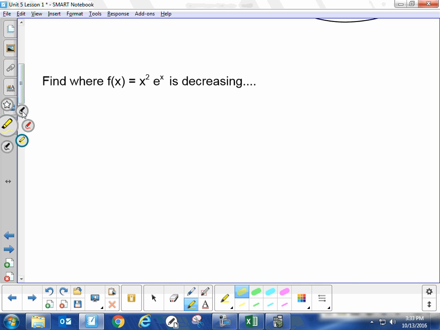So we know that a function is decreasing when its derivative is negative. Let's find the derivative and figure out when it's negative. How do I figure out when something's negative? Set it equal to zero. Examine the signs around the zeros.